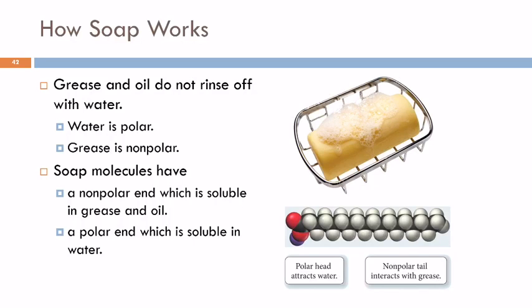So enter soap. This is an illustration of a soap molecule. A soap molecule has this long nonpolar tail. So this is carbons and hydrogens, very symmetrical, and also all of those bonds are nonpolar. And at one end, we have some oxygen atoms. So this end of the molecule is polar, and this end is nonpolar. So this end gets along really well with water, and this end gets along really well with the grease.